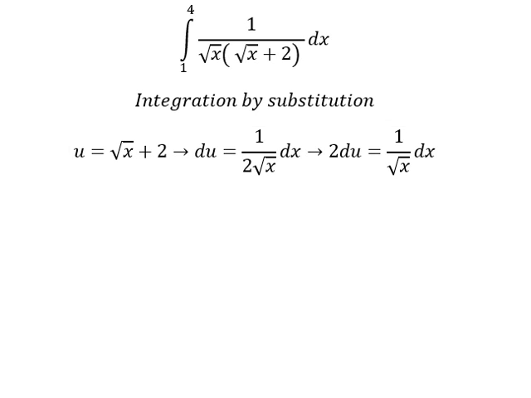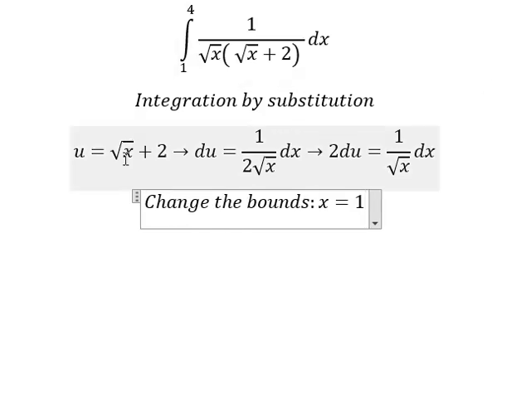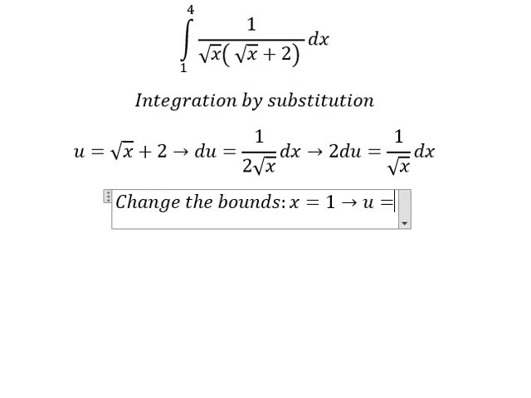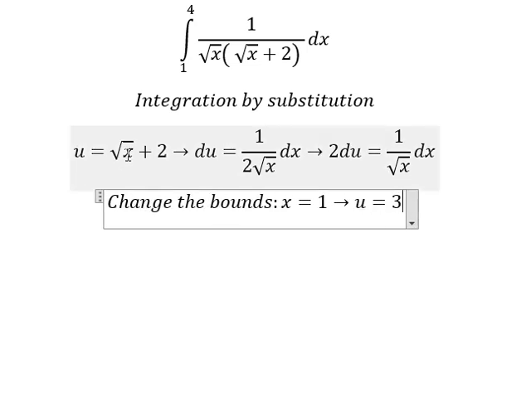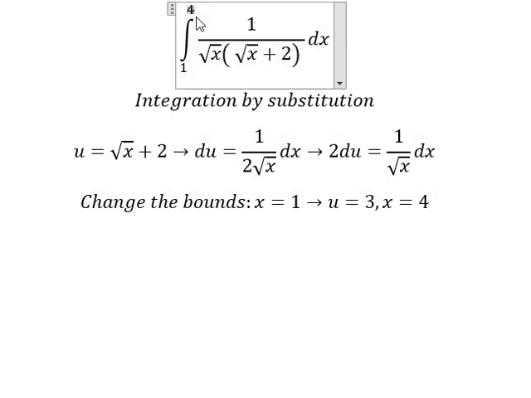Next, we need to change the bounds. When s equals 1, we put 1 in here, and we have u equals 3, because the square root of 1 plus 2 gives 3. When s equals 4 in here, we put 4 in here, and we have u equals 4.